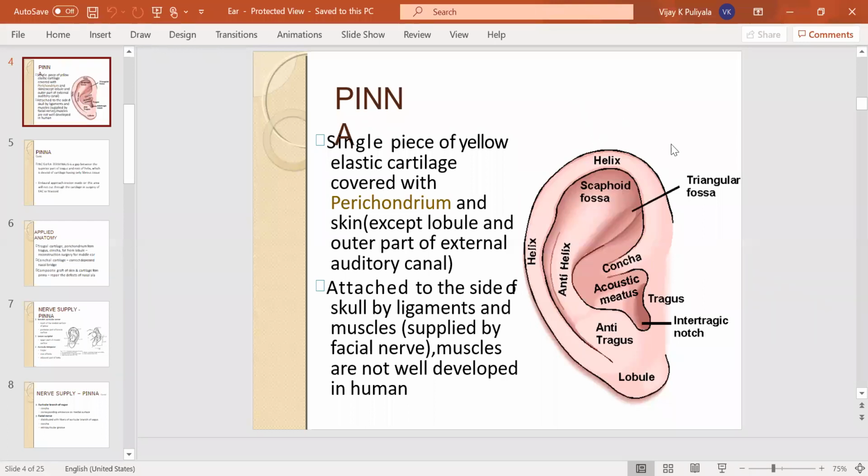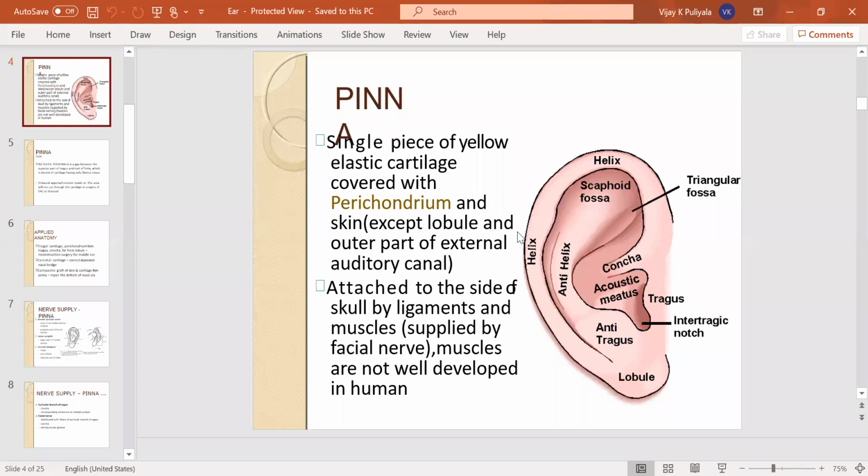The auricularis anterior and superior arise from the epicranial aponeurosis, which is the third layer of the scalp, and are inserted into the spine of helix. The auricularis posterior is present here. Behind the auricle we have the mastoid process, and it arises from the mastoid process of the temporal bone and is attached to the eminentia conchae.